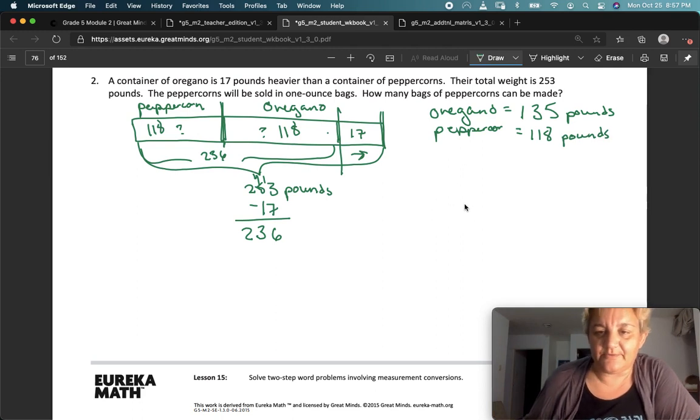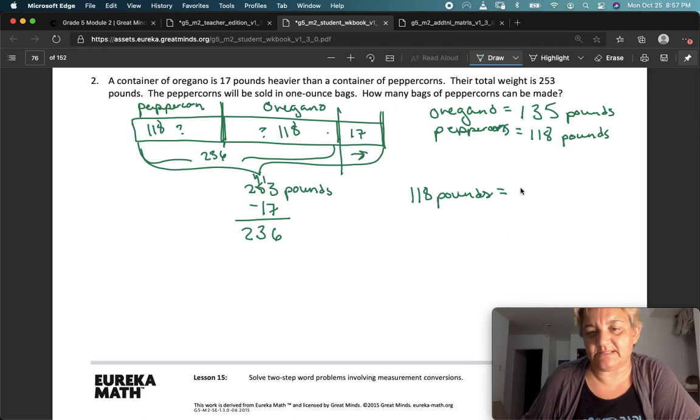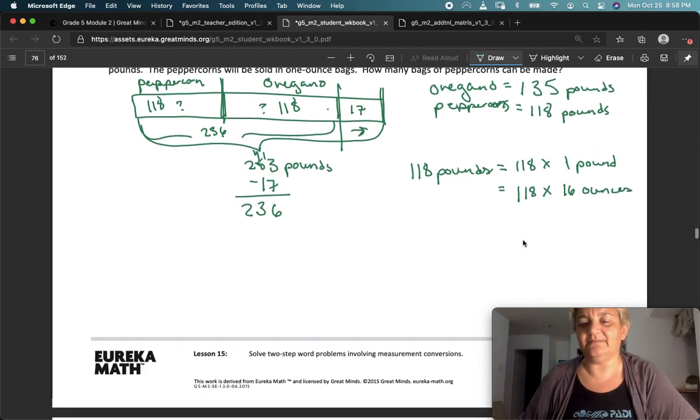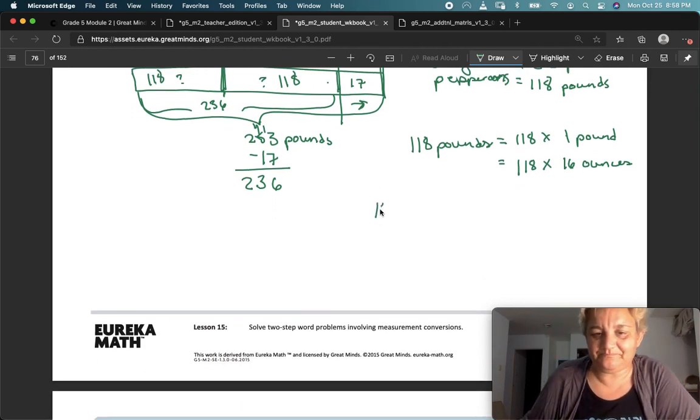Okay? So I've got 118 pounds of peppercorns, right? And I want to convert that into ounces. So I've got 118 times 1 pound. I'm separating the number from the unit here. That's what I'm doing. Which makes it a little easier for me then to just easily change this from 1 pound to 16 ounces. Right? Then I can solve 118 times 16.